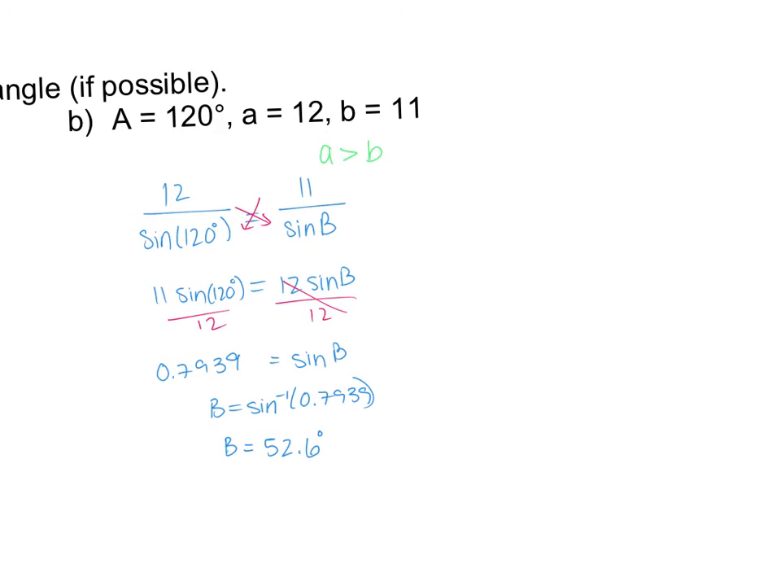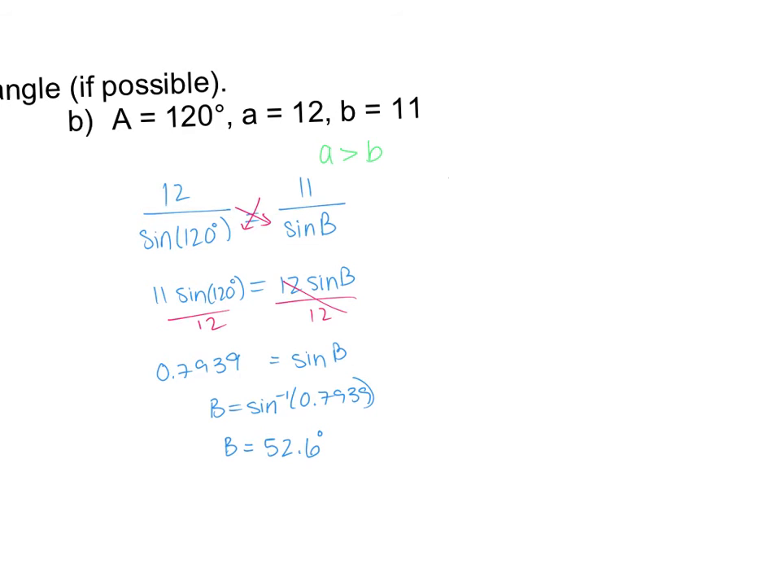Now, the nice part is if you have an obtuse angle, you don't have to worry about having two triangles, because you wouldn't want to subtract this from 180, since that would give you another obtuse angle, and you can't have two obtuse angles in a triangle. That's why there's only one triangle here.